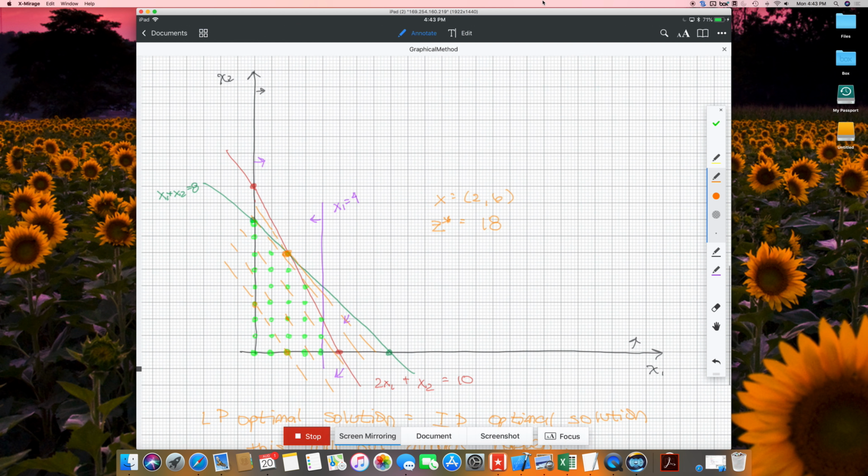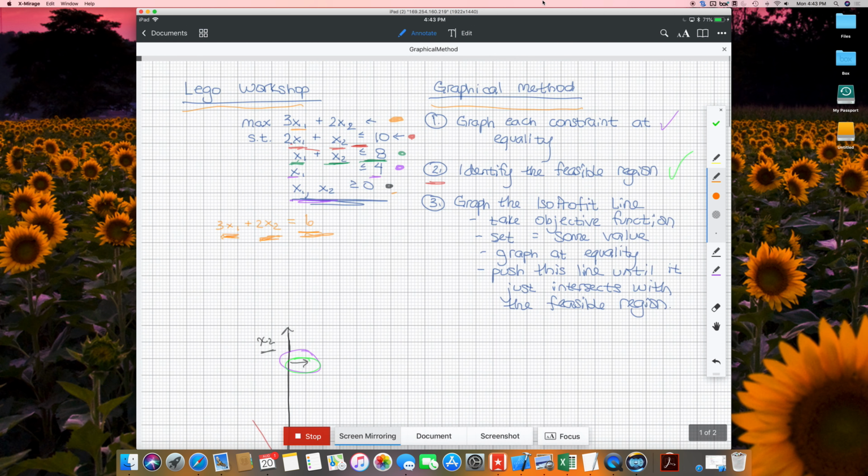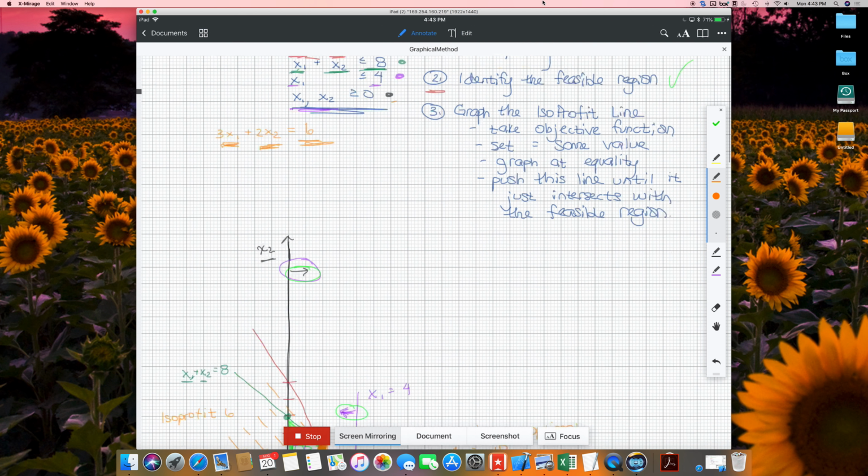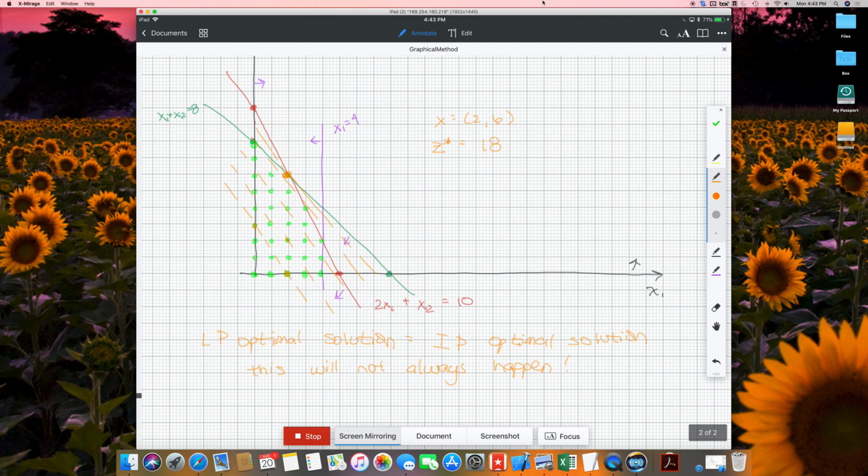Okay, so just to review, we've gone over the graphical method. The same general steps apply for a linear program as well as an integer program. And we've shown what a feasible region looks like for a linear program as well as for an integer program, and the slight differences between the two.